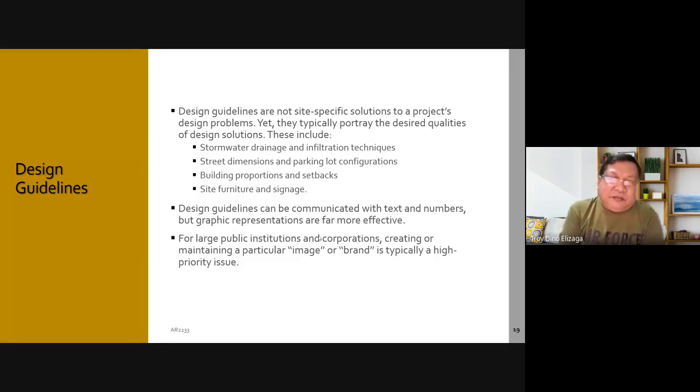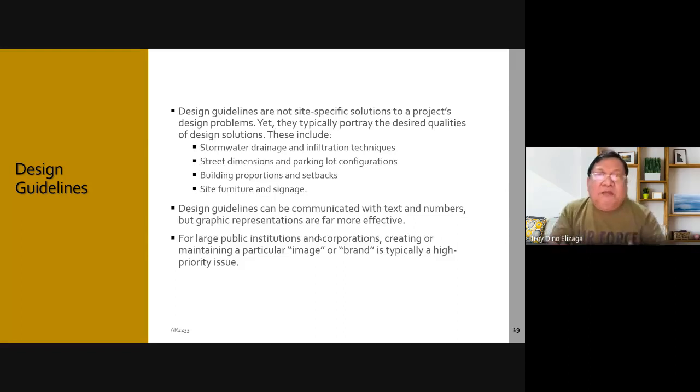Design guidelines are not site-specific solutions to a project's design problems. So there are strategies that are applicable to any site, which you decide to apply to your site. They typically portray the desired qualities of the design solution. They include stormwater drainage and infiltration techniques, street dimensions and parking. For example, street dimension and parking lot configuration doesn't have to mean that this is exclusive for your site, custom made for your site, because actually it applies to all. In fact, you can find it in the graphic standards, you can find it in the National Building Code. But then you specify which of the plethora of street designs you would like to use for this.